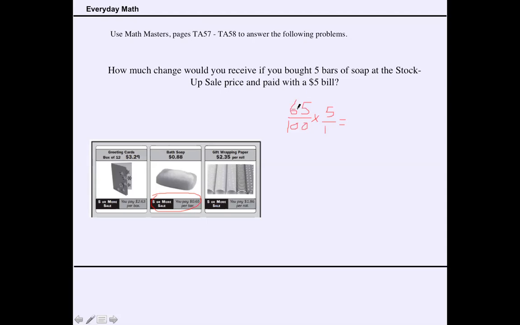So I know that 65 times 5, if I refresh my multiplication skills, 5 times 5 is 25. 6 times 5 is 30. Plus 2 is 32. So I know that if I go across, 65 times 5 is 325.